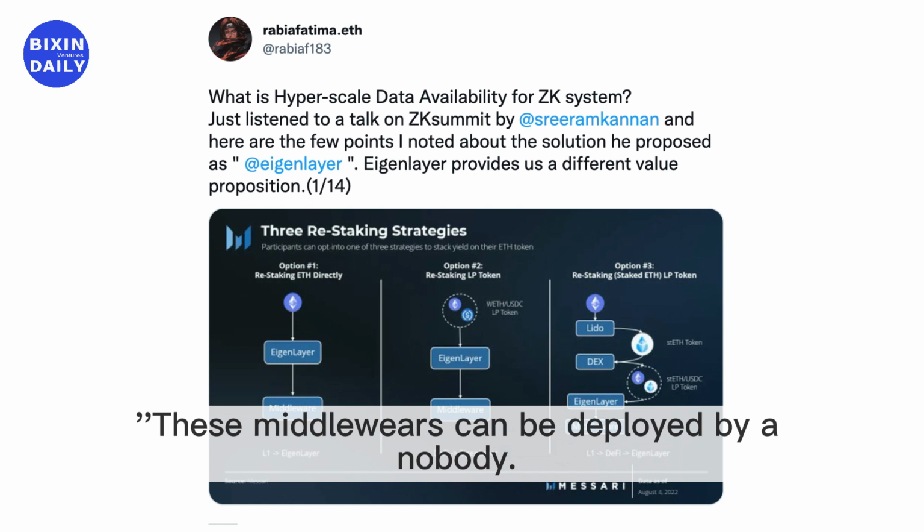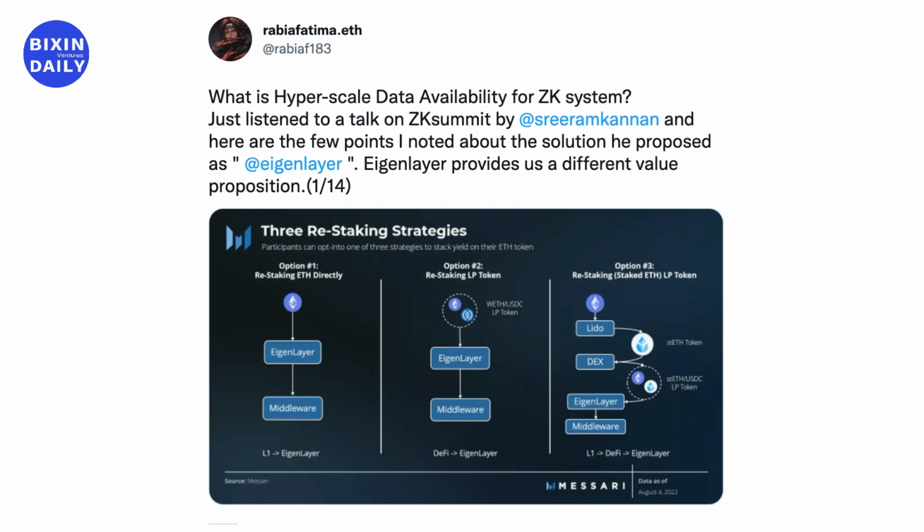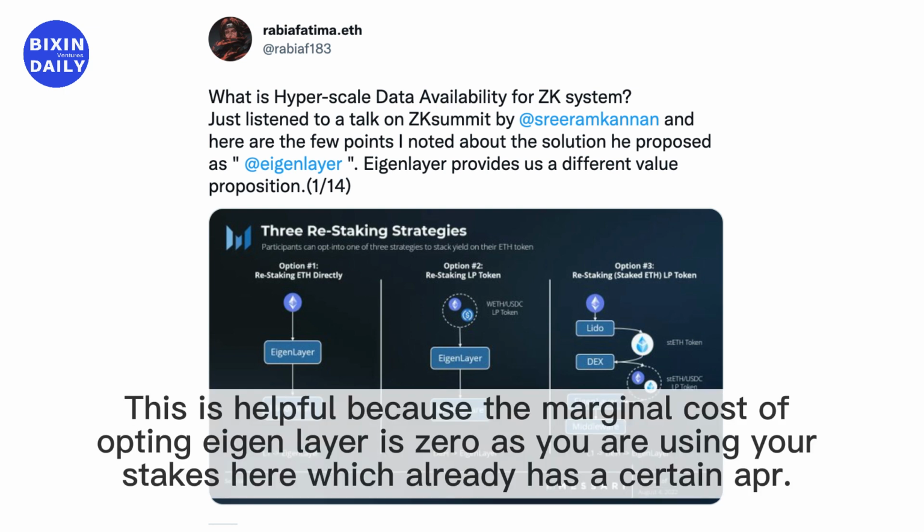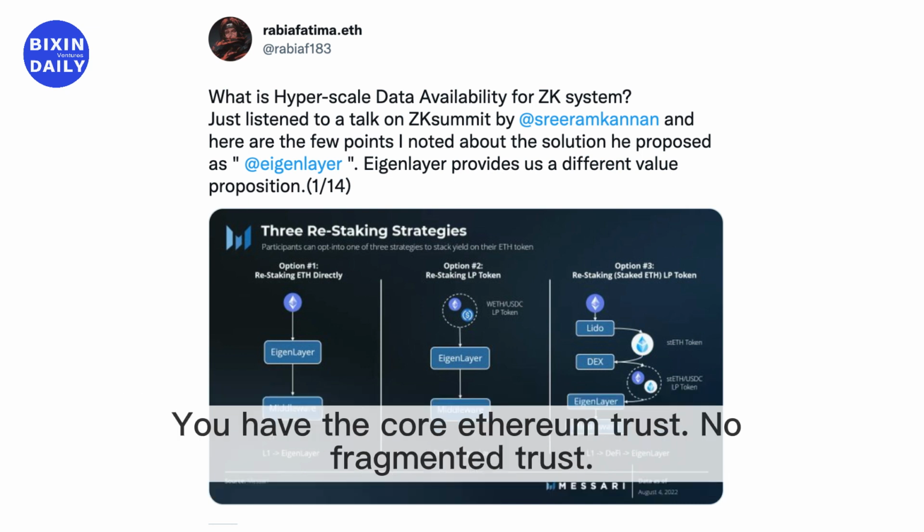These middlewares can be deployed by a nobody. This is helpful because the marginal cost of opting into Eigenlayer is zero, as you are using your stakes here which already have a certain APR. You have the core Ethereum trust, no fragmented trust.